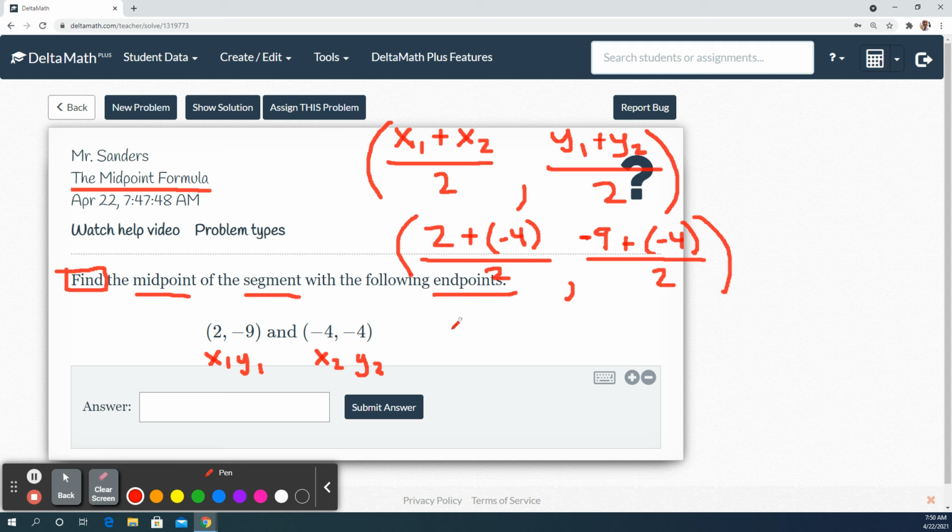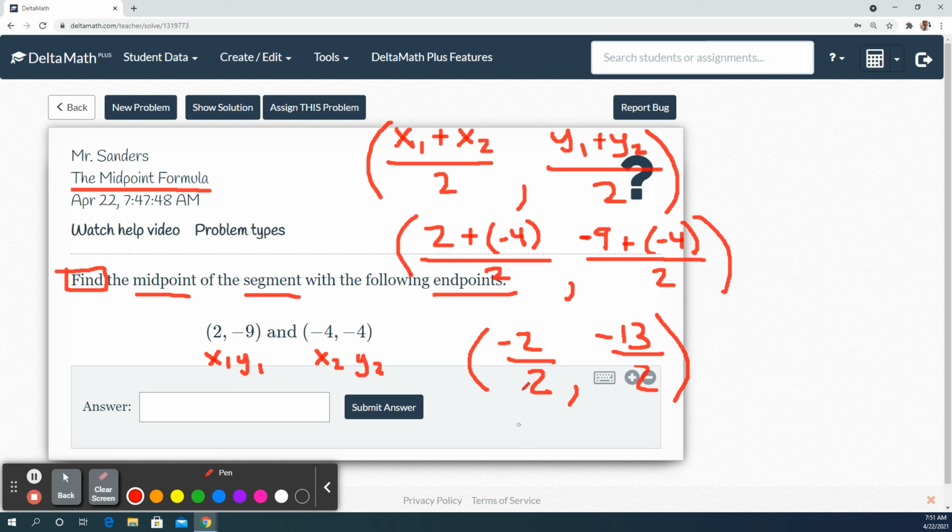Simplifying, we combine the tops first. These are like grouping symbols, so we would take care of the top. 2 plus a negative 4 is a negative 2. We still have the divide by 2. Negative 9 plus negative 4 makes a bigger negative, negative 13, divided by 2.